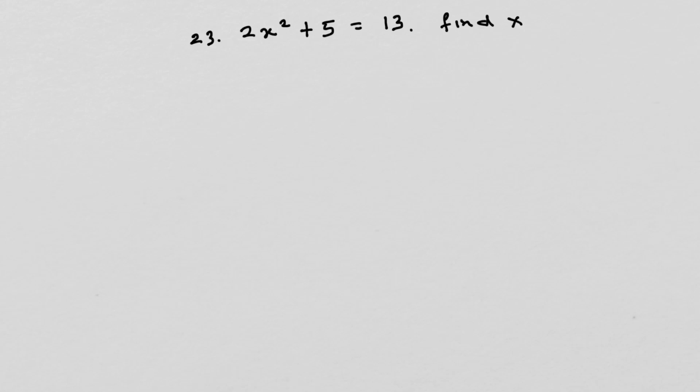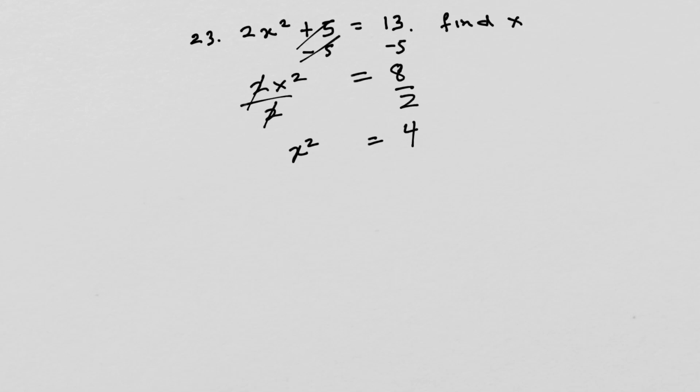Question 23. We are asked to find x in the equation 2x squared plus 5 equals 13. We will first subtract 5 from both sides. This will cancel out. 13 minus 5 is 8. So we now have 2x squared equals 8. We will divide both sides by 2. The 2 will cancel out. 8 divided by 2 is 4. Now we have x squared equals 4.